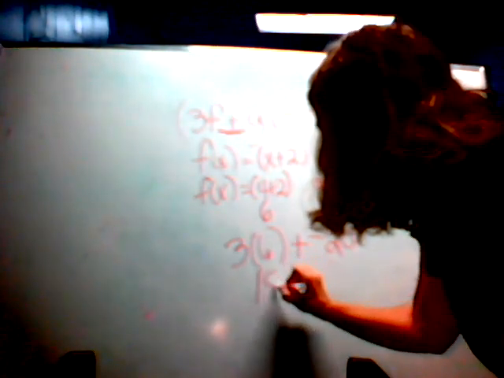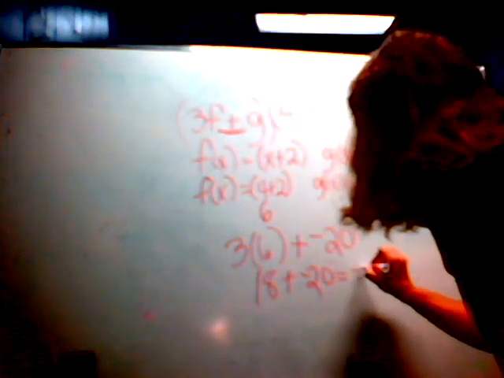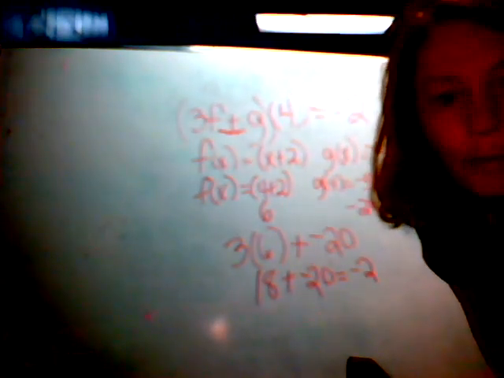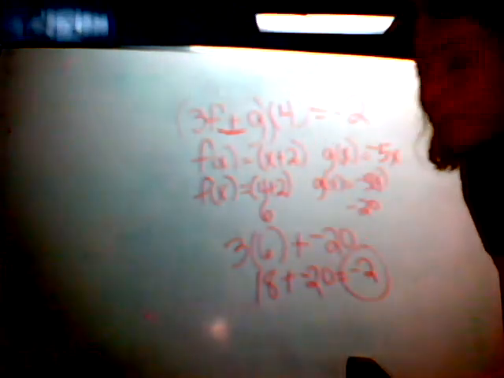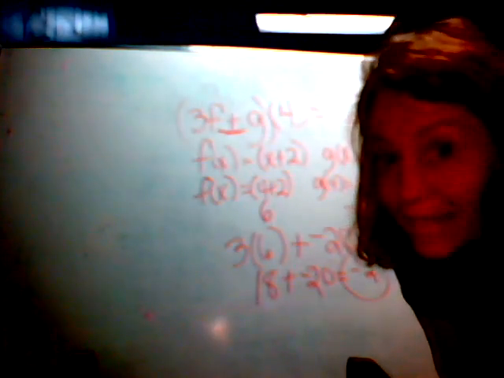So this is going to give me 18 plus negative 20, which voila, I also get negative 2. And there we go. So that's how you can work it, the second option.